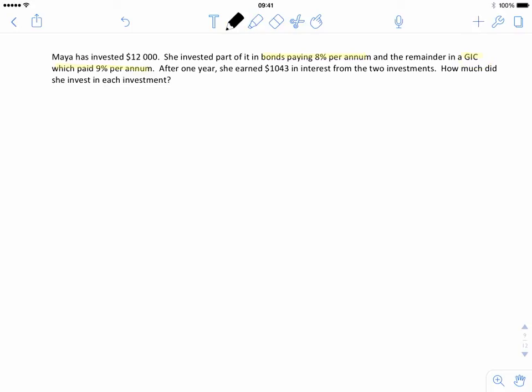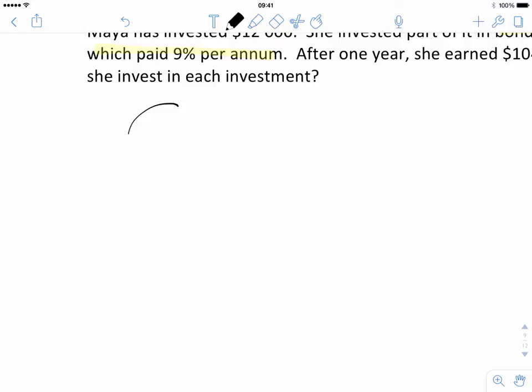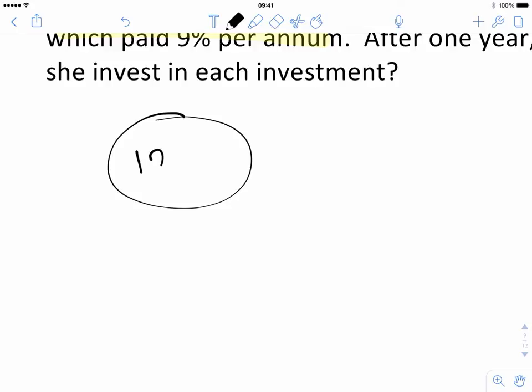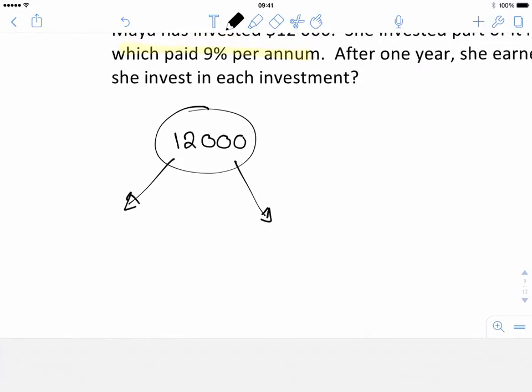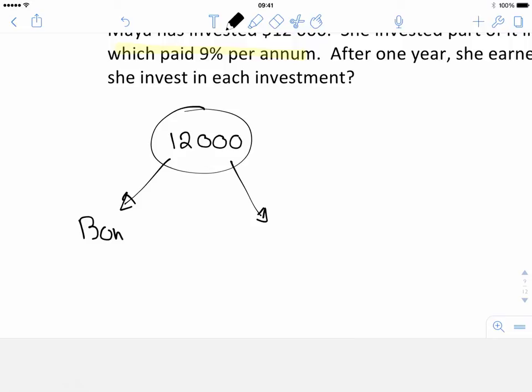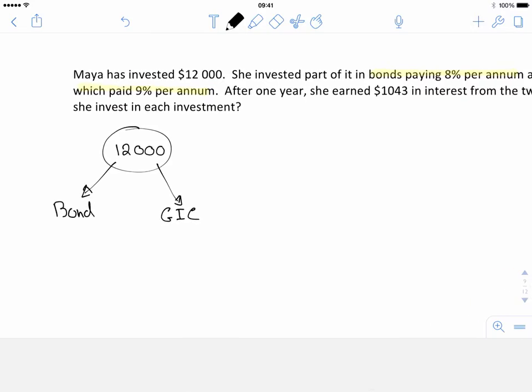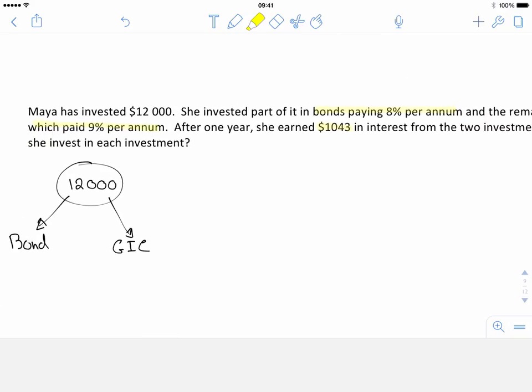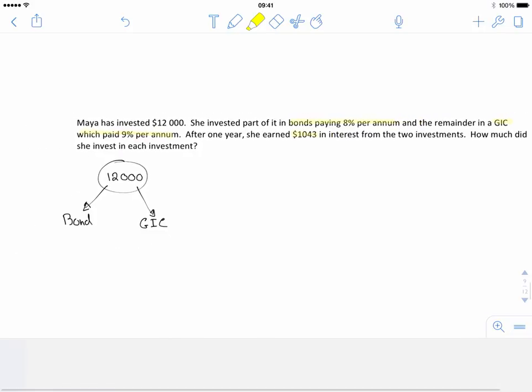So, the way I like to see this, just before I read on, she has in her possession a lot of money, 12 grand, and part of it is going to go to one thing and part of it is going to go to something else. So one part is going to be a bond and another part's going to go to a GIC. Now after 1 year, she earns $1,043 in terms of interest. So leaving it in these investments will give her this much money back.